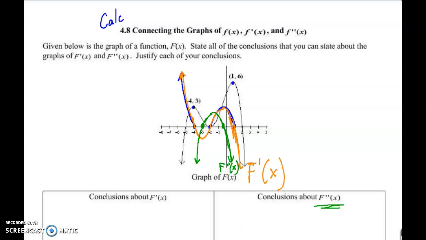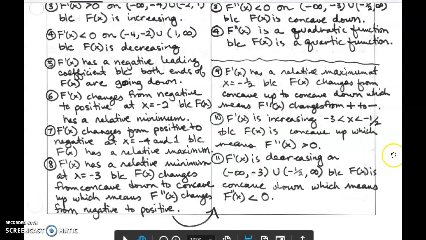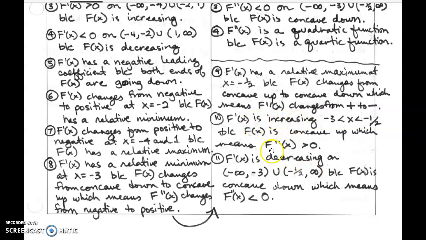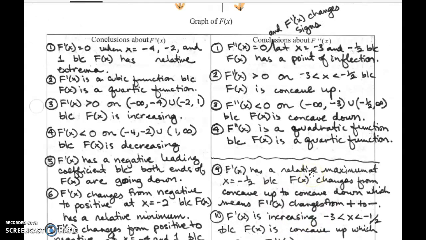So as I go back to the answer key, I think you can see, especially 10 and 11, how if f prime is increasing, that means that the second derivative is going to be positive. And he went ahead and used the midpoints. If anybody's curious where these x values come from, that's what he used. And then decreasing, the same thing. And that actually answers the 4 conclusions that he wrote down about the second derivative.